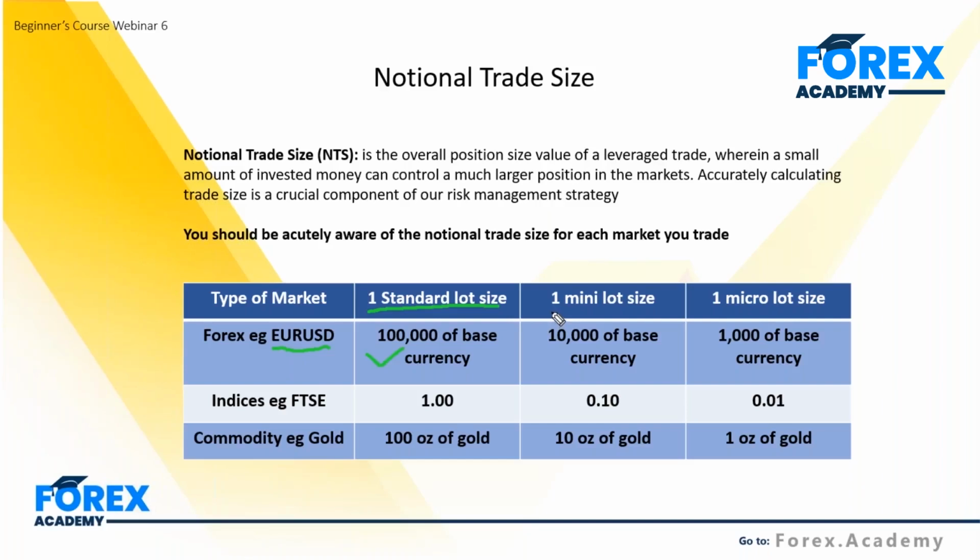And then our micro lot, again, very small trade size, simply 1,000 euros against the euro dollar, and that's as such. So of course, if we're trading a fraction of that, 0.05, we are of course trading 5,000 euros against the dollar. That makes sense. Of course, that's for our Forex pairs.